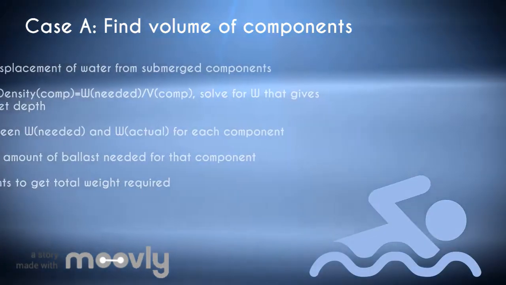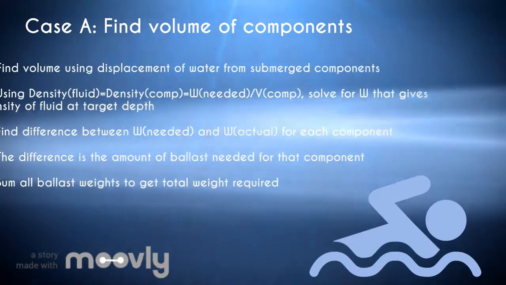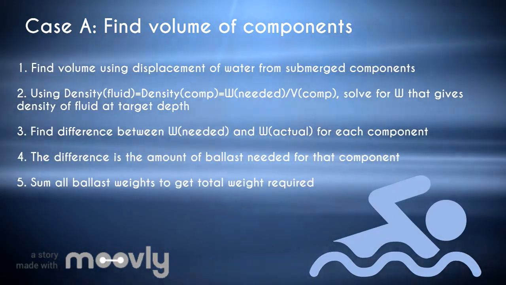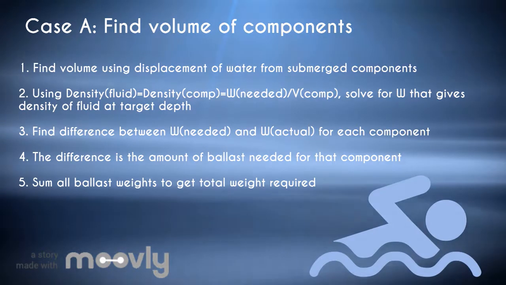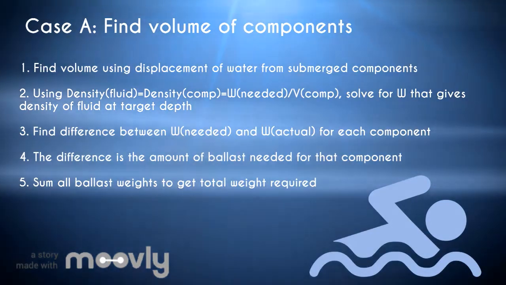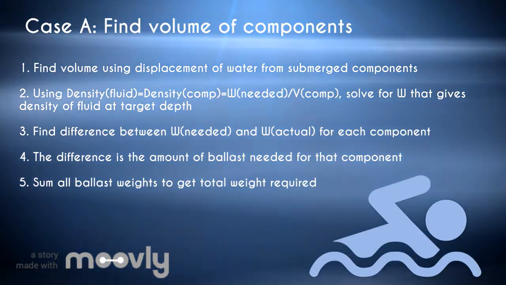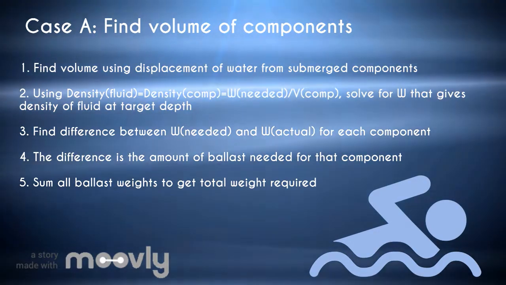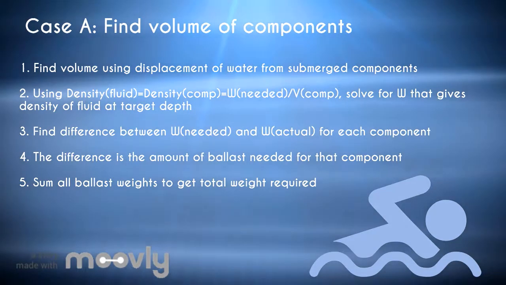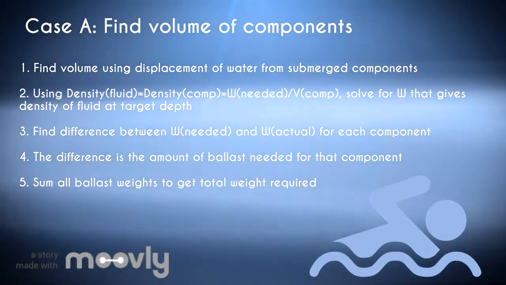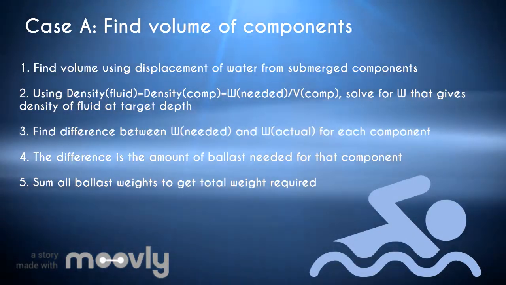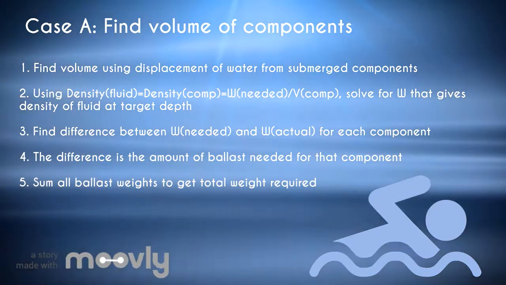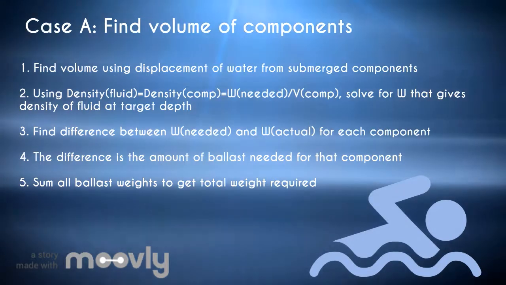Step 1. Find the volume using the displacement of water from the fully submerged components. Step 2. Use the equation density is equal to the weight needed divided by the volume of the object, and we solve for the weight needed at the given depth. Step 3 is to find the difference between the weight needed and the weight actual for each component. This difference in weight is the ballast weight required for that component. We then sum all ballast weights to get the total ballast weight required.